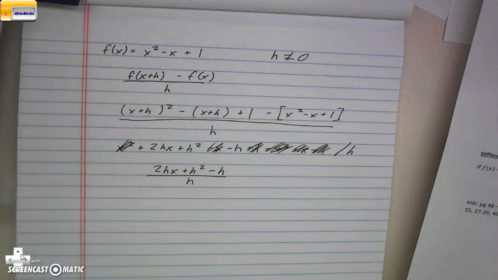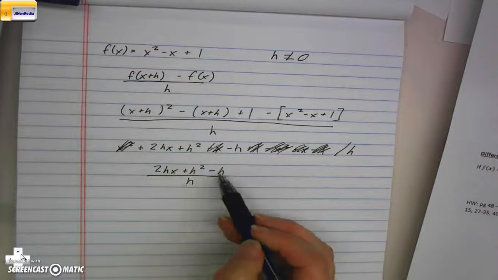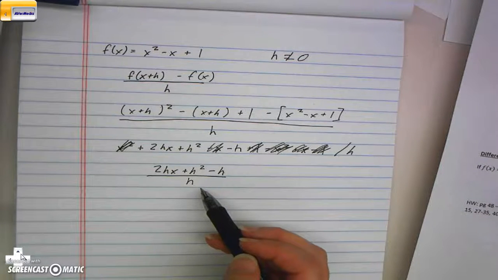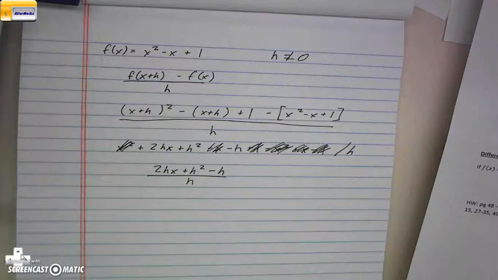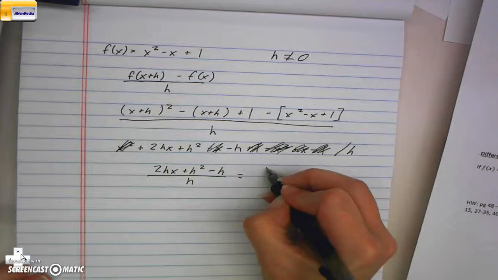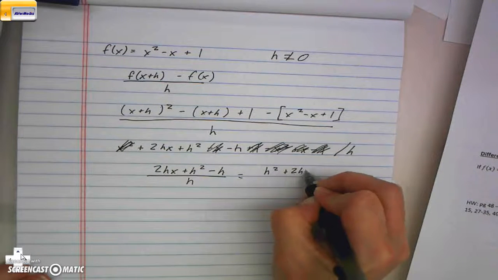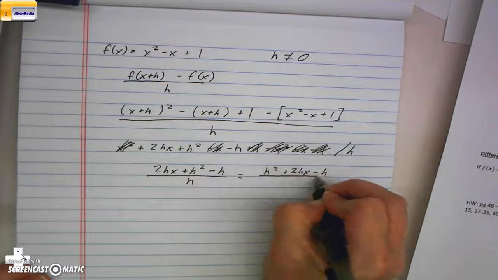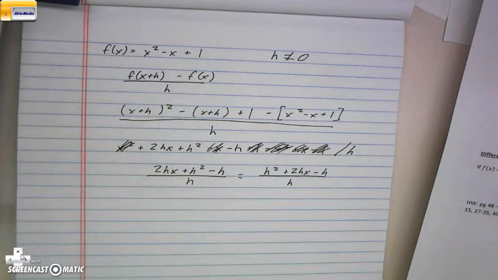Anybody see something you can do now? Yeah, what can I do on the top? I want to do something first to make it a little prettier before I cancel, because I can't just cancel this and this. I could move the h squared to the front. Okay, let's do that, because you're right, I don't like it looking like that. Alright, h squared plus 2hx minus h over h. That looks prettier.